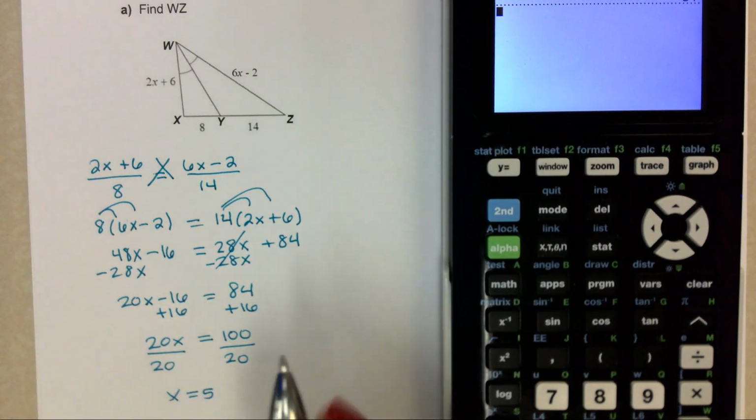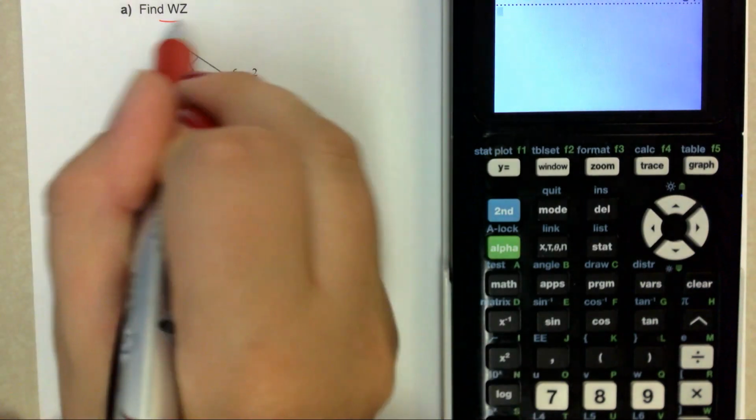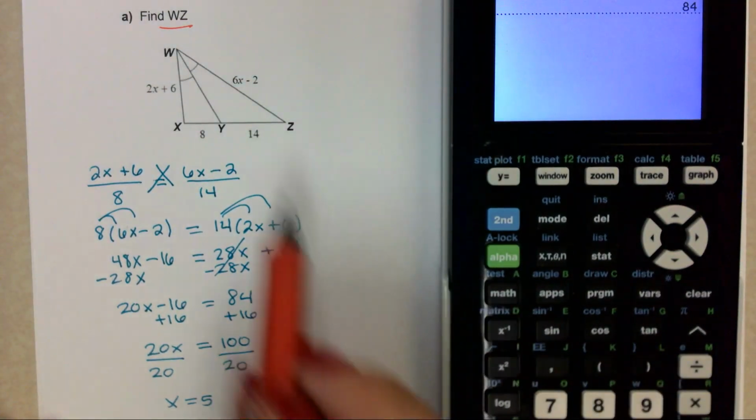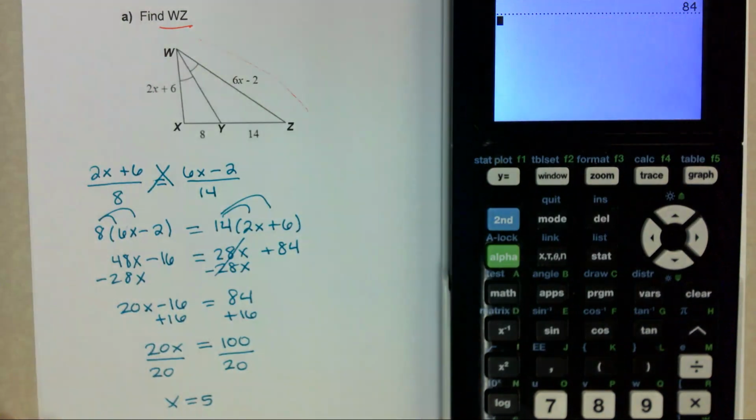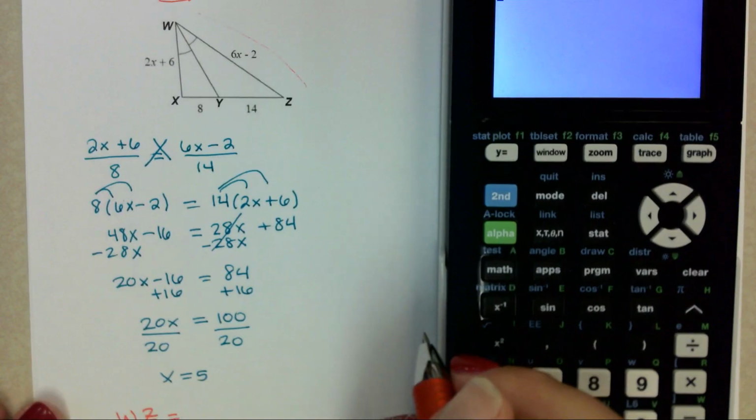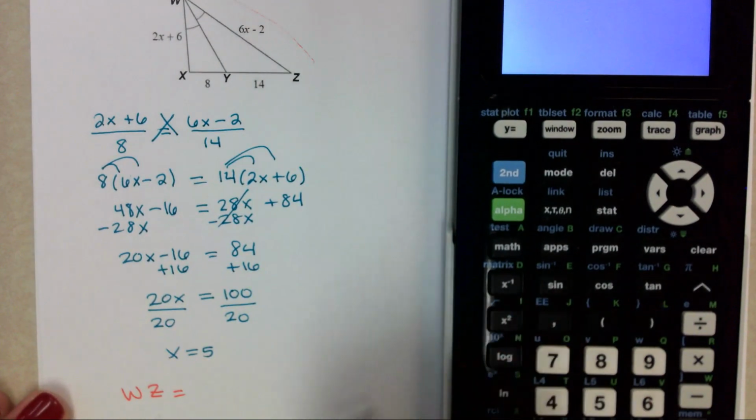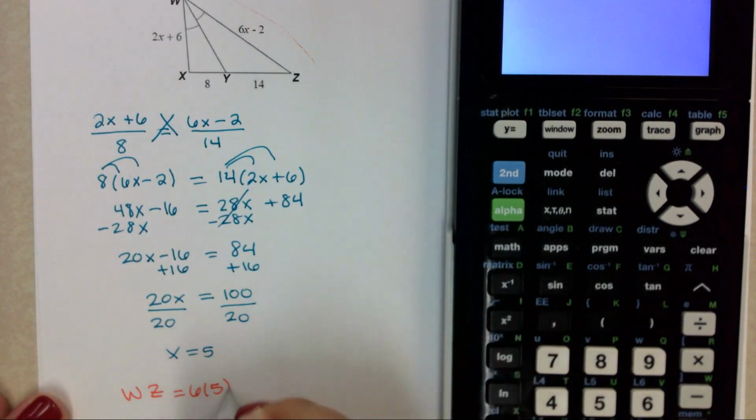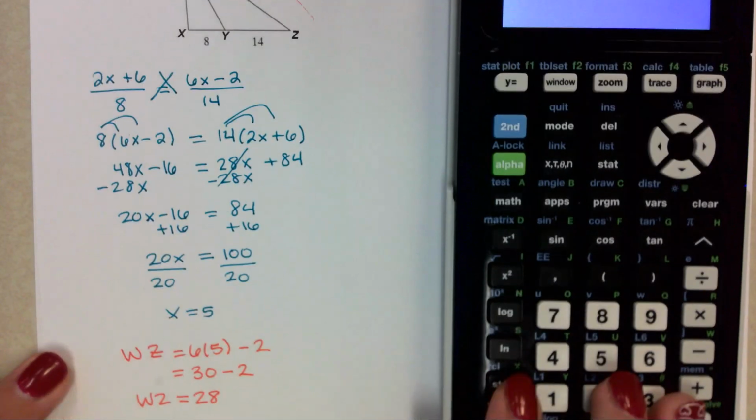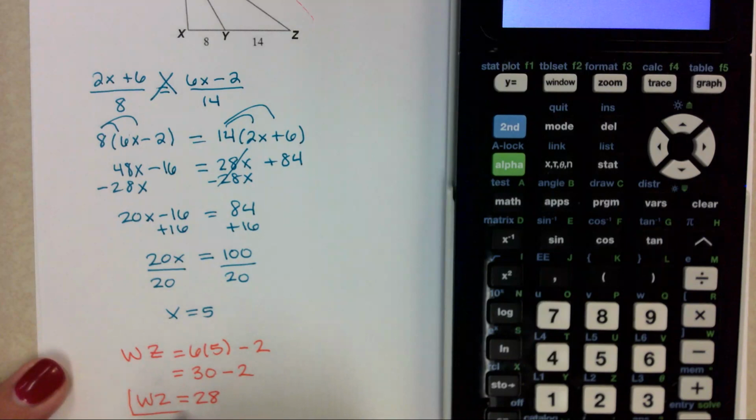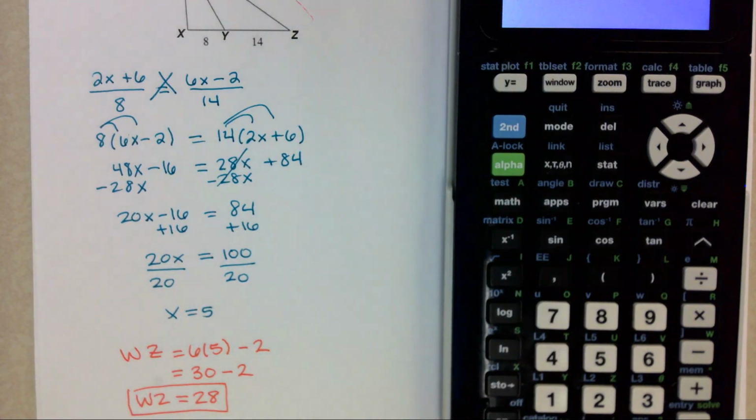But we're asked to find WZ in the problem. So WZ is 6x minus 2. So I have WZ equals 6 times 5 minus 2, which is 30 minus 2, which is 28. So WZ equals 28. Okay?